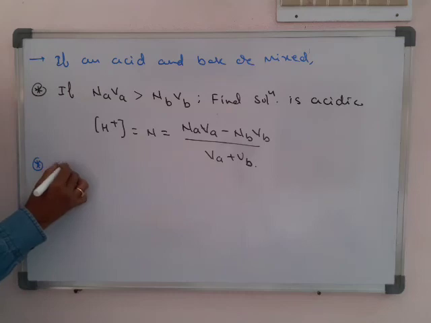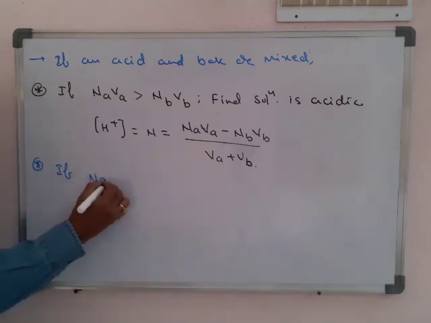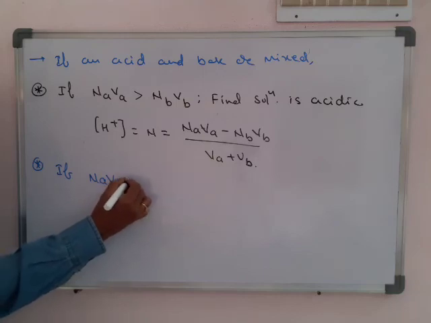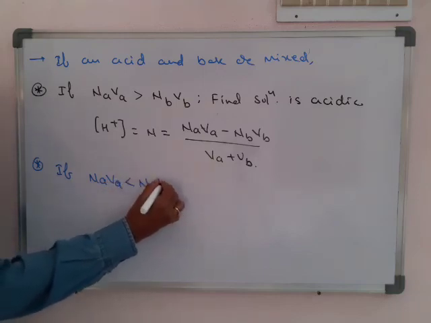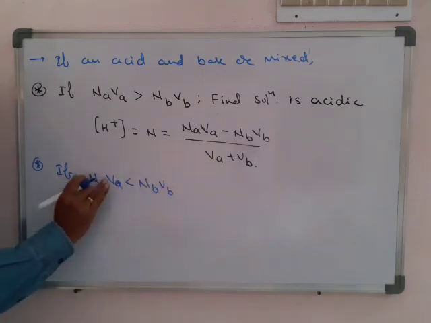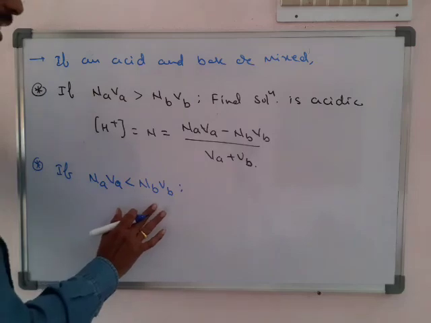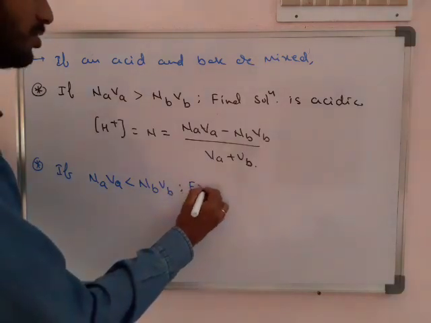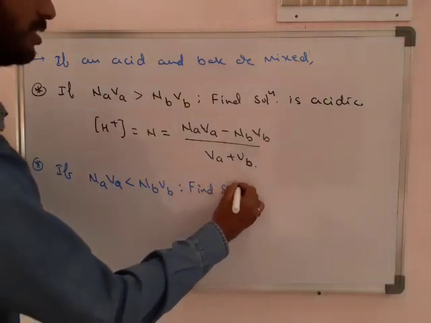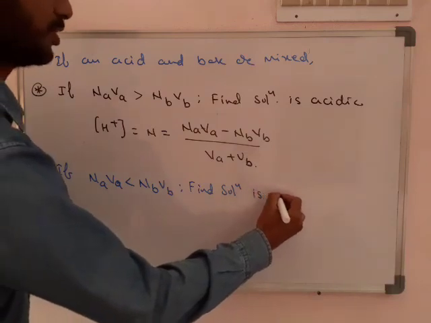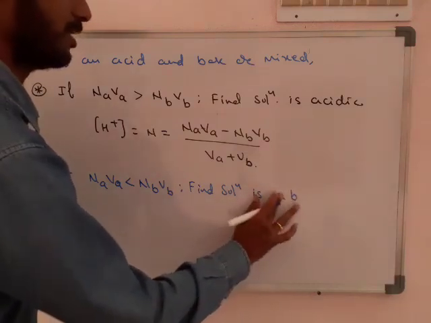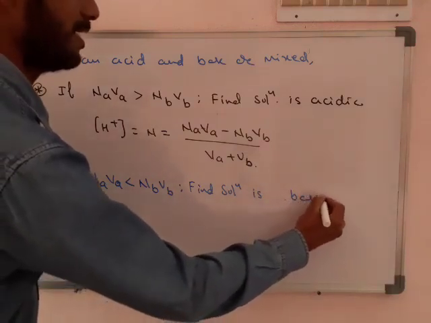So what is the next case? If NaVa is less than NbVb, meaning milli equivalents of acid are less than milli equivalents of base, the milli equivalents of base are highest, so the nature of the final solution is basic.